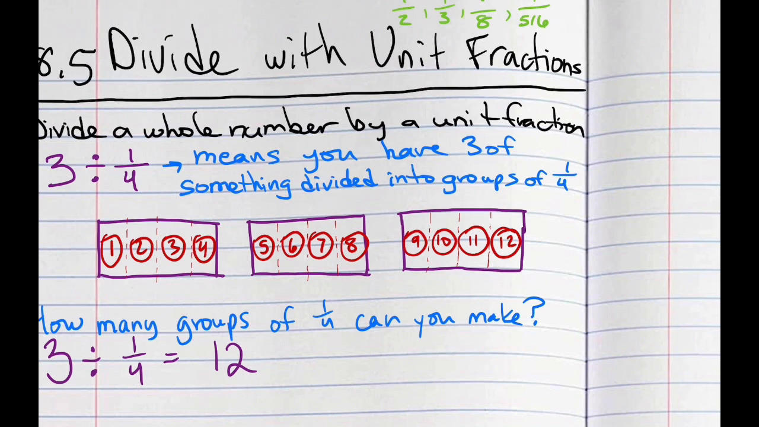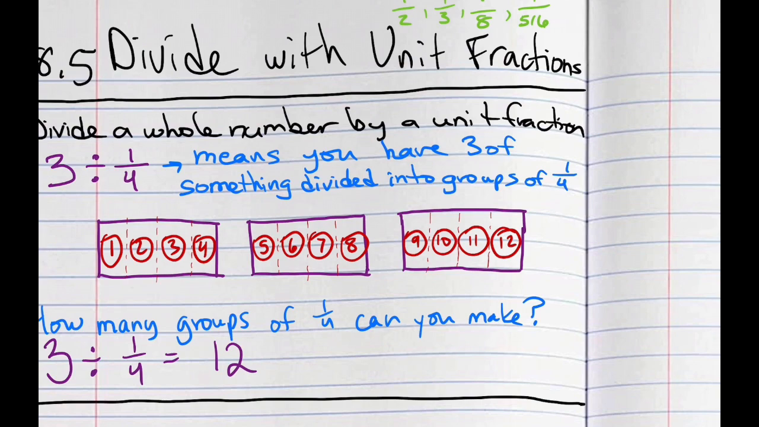That's the big idea. We took a whole number, we broke it up into fractional pieces, and then we counted how many pieces we could make. So that's the first skill. I'm going to draw a line across and slide my page down. Let's take a look at the next skill.